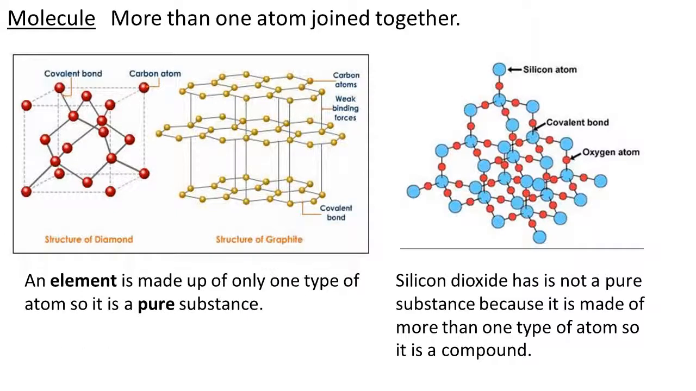If we have something that's got more than one type of atom in it, so for example silicon dioxide, it's got silicon atoms and it's got oxygen atoms in it. It's not pure, it's a different thing. It's not a mixture, but it's what we call a compound. So that's an example of a compound.